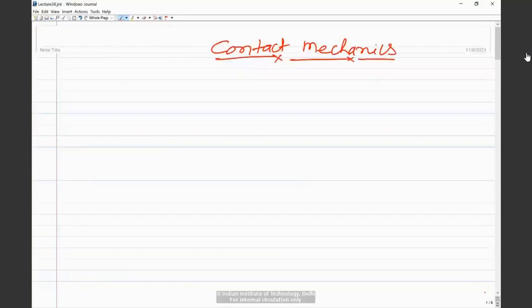So we are continuing contact mechanics. Last class we discussed how to find the normal to the contactor and the normal to the target body, and how to find the gap between some point on the contactor body and the corresponding closest point on the target body. Now more on that: talking about the forces, the virtual work, the weak form, etc. Now if we look at the forces on the contact surfaces.